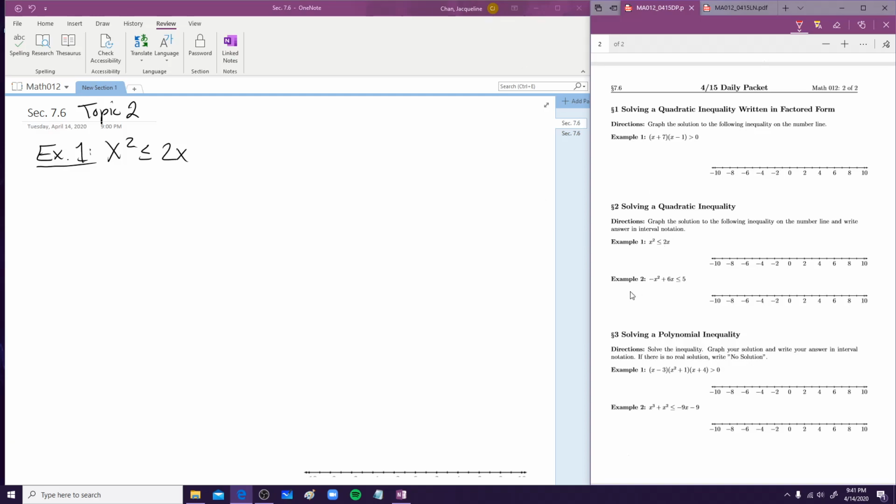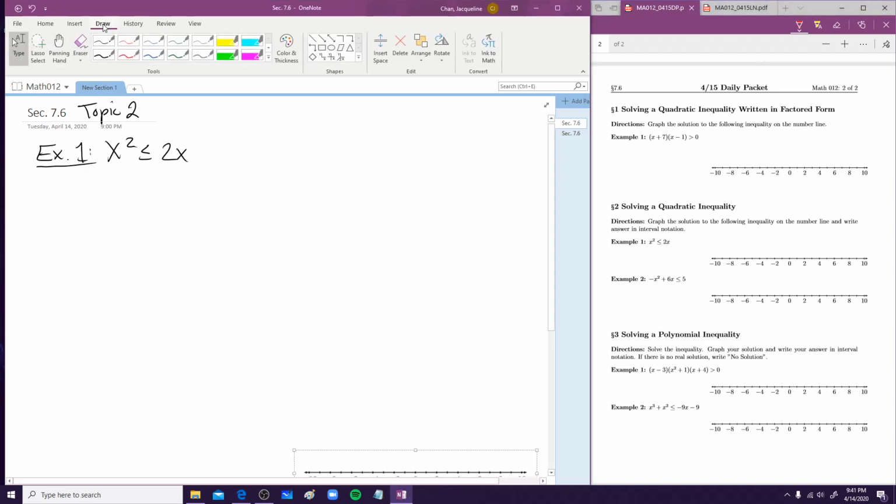Alrighty, so for topic 2, we are still solving a quadratic inequality, but this time, unfortunately, it is not factored for us. So we're going to have to do a couple more steps for these examples. So now let's look at example 1.